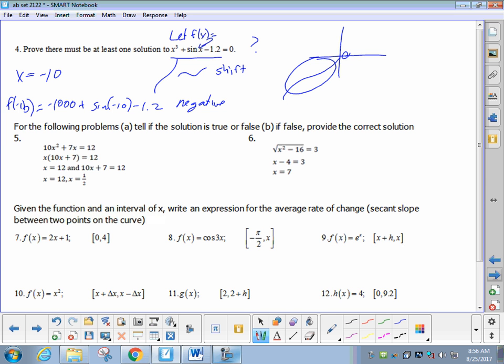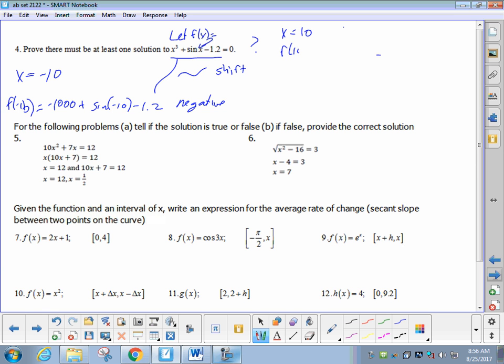Yeah, we need to show that it jumps to positive. So what should I try? It doesn't tell me what to try, like some of the problems. Choose something that you know will make it positive. 10. Okay? X equals 10.